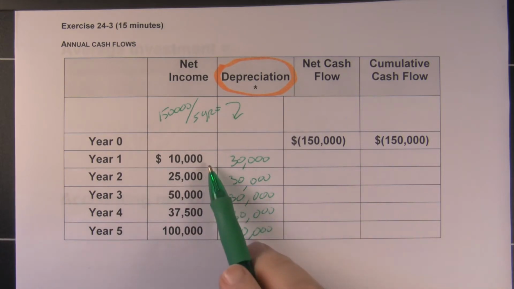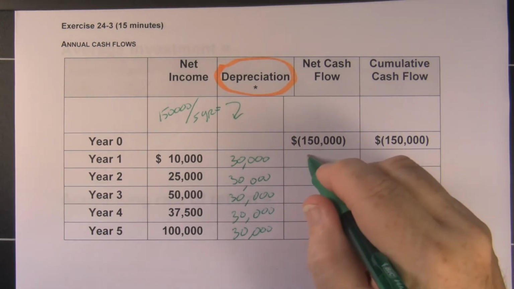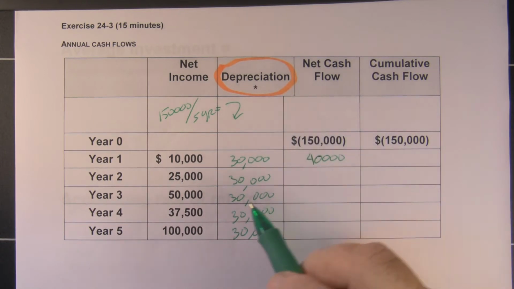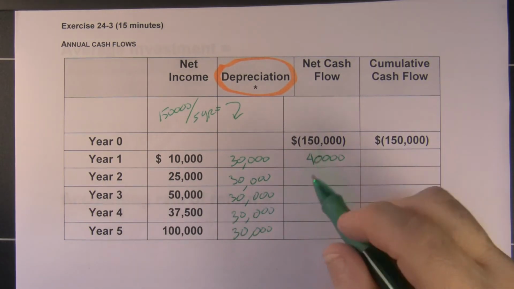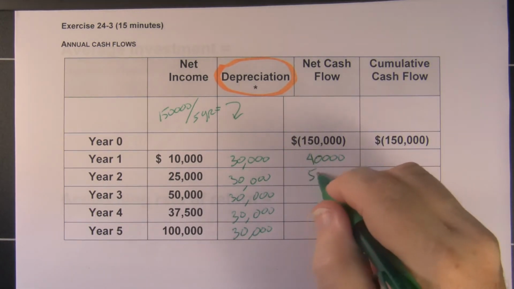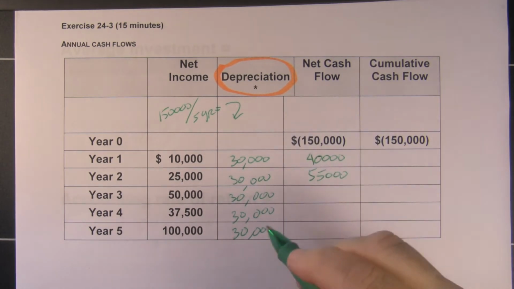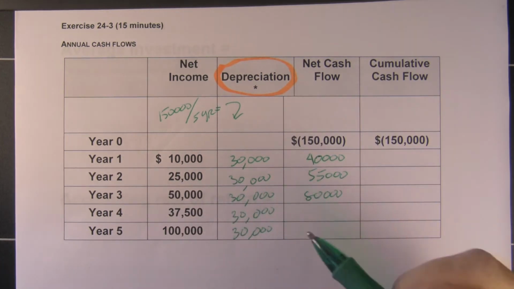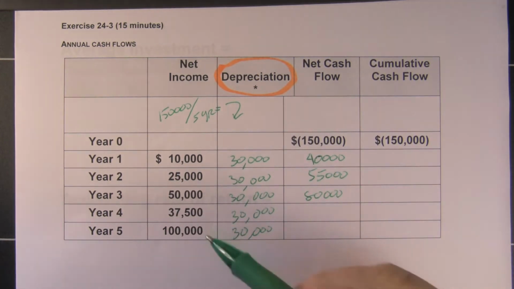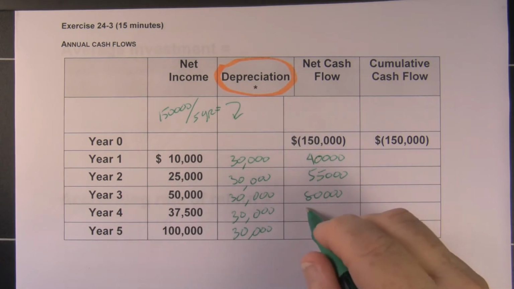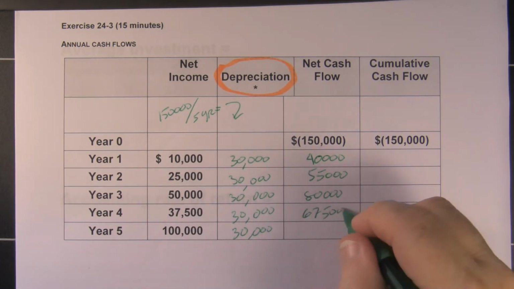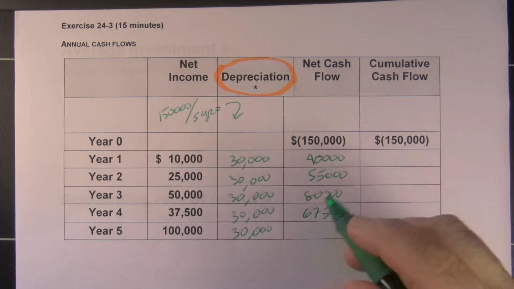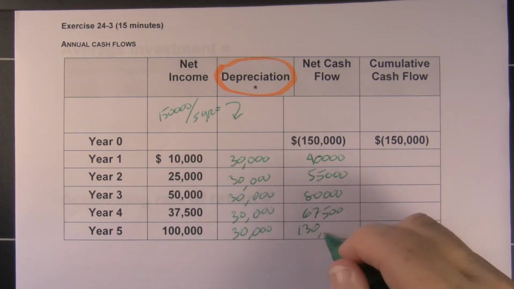So instead of $10,000 in year one, we really have $40,000 in year one. And instead of $25,000 in year two, we really have $55,000 in year two. $80,000 in year three, because again, we had 50 plus the 30 depreciation. Year four, $67,500. And year five, we had the 100 plus the 30, or 130,000.